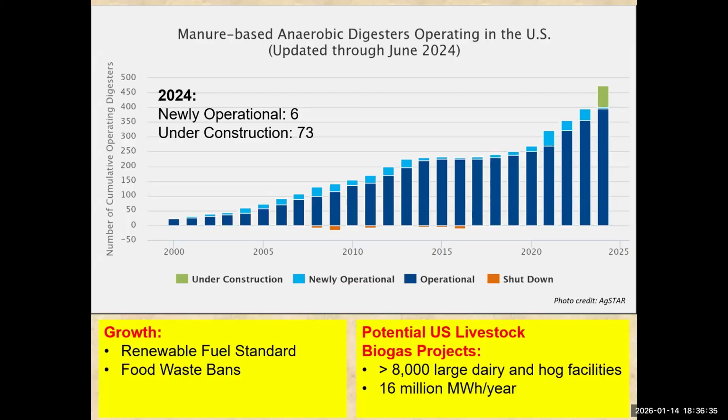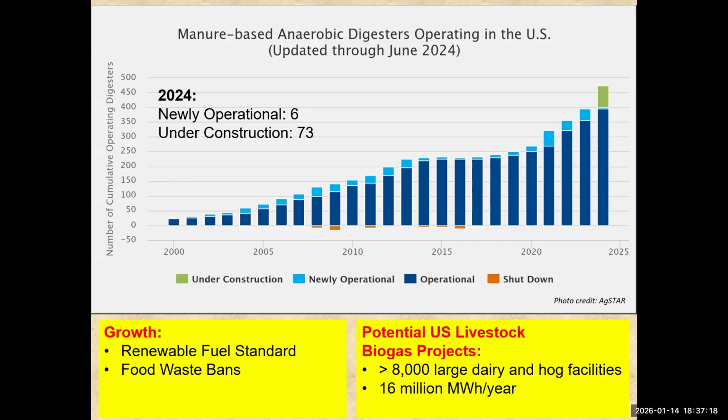And I do want to point out that as of 2024, there were 6 digesters that were newly operated and 73 were under construction. And if we look at the potential of anaerobic digestion on US livestock farms, AgStar estimates that biogas projects are technically feasible for over 8,000 large dairy and hog operations in the US. So this means that it has an energy generating potential of about 16 million megawatt hours per year. And this equates to enough energy to power about 1,500 homes yearly.